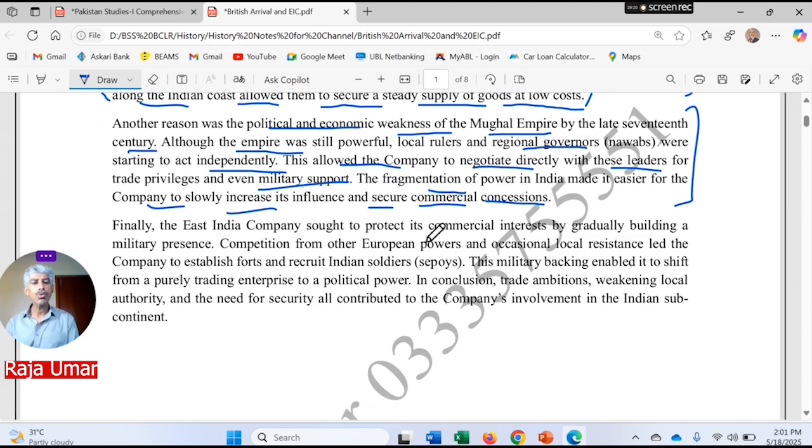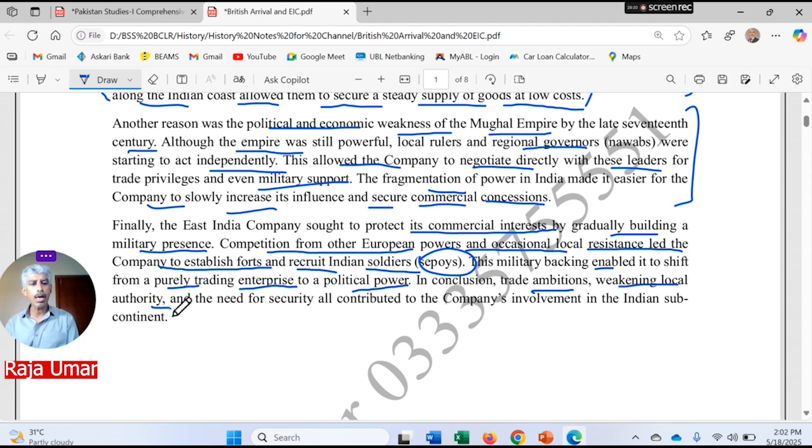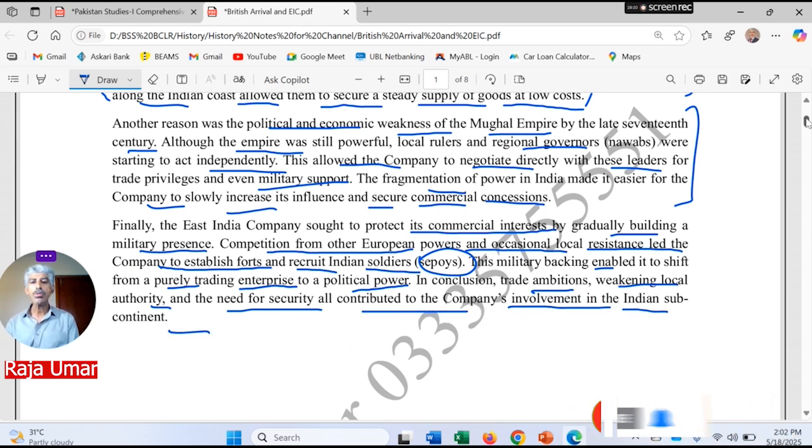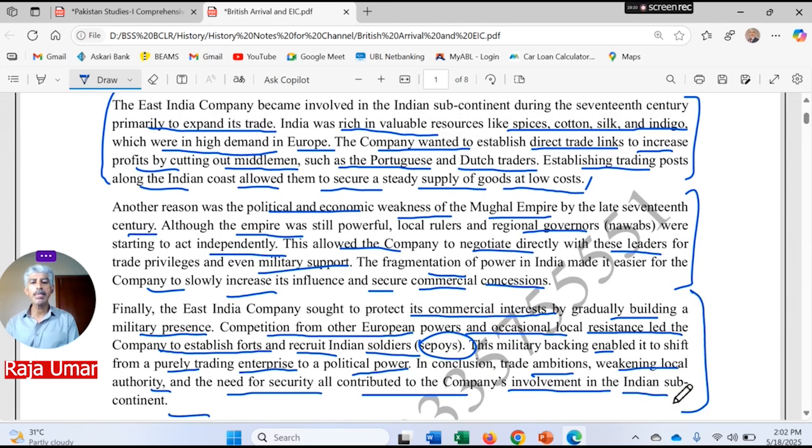Finally, the East India Company sought to protect its commercial interests by gradually building a military presence. So competition from other European powers and occasional local resistance led the company to establish forts and recruit Indian soldiers, the Sipais. This military backing enabled it to shift from a purely trading enterprise to a political power in the subcontinent. In conclusion, trade ambitions, weakening local authority, and the need for security all contributed to the company's involvement in the Indian subcontinent. So you can see that three really very well explained reasons are here.